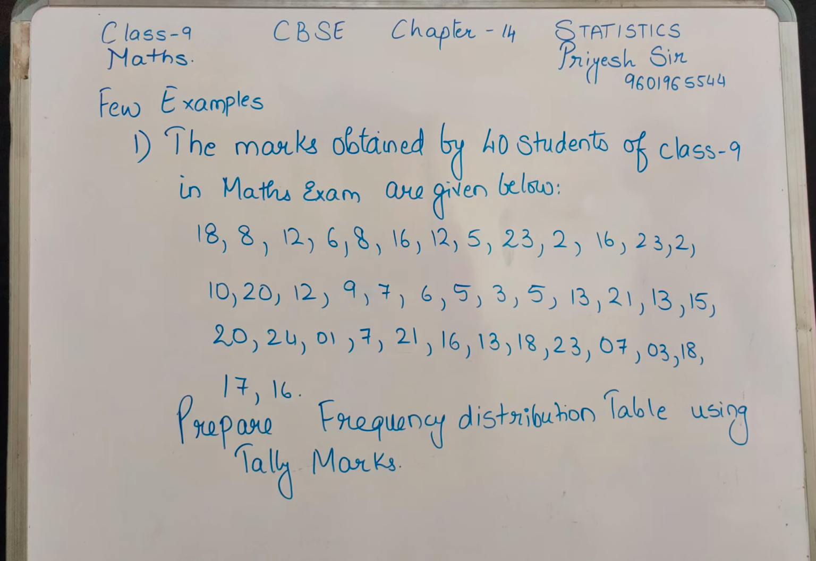So you can start from 0 to 5, 5 to 10, 10 to 15, and the last number should not be included in the previous number. For example, if you take 0 to 5, 5 will not be included.